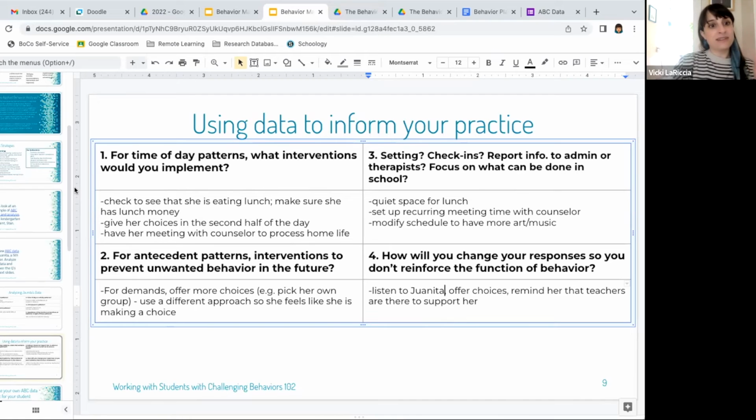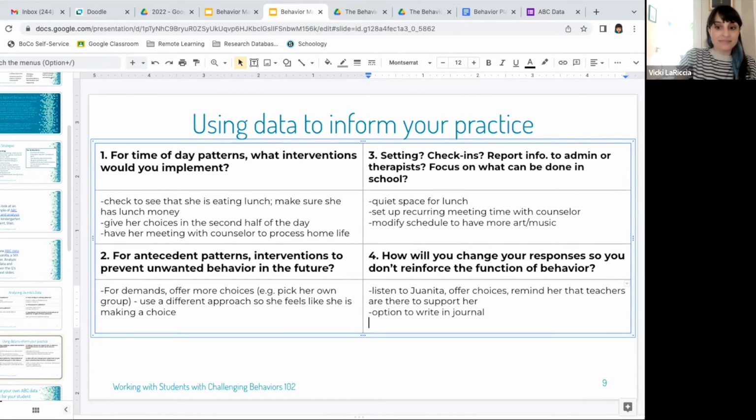And while we're thinking about that, someone says journal her feelings. I'm going to write, option to write or journal, but stay in class. And then someone says recognizing she is struggling, and then provide options that do not include removal. Nice.